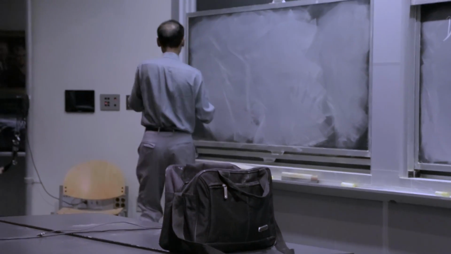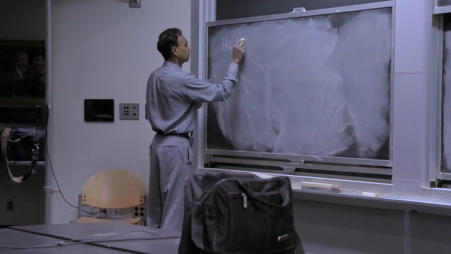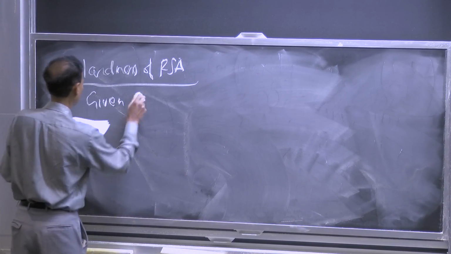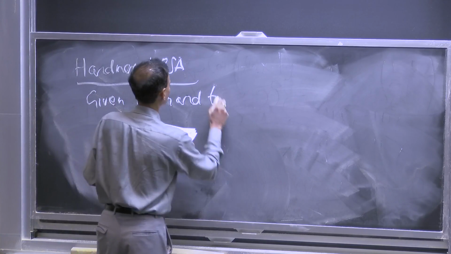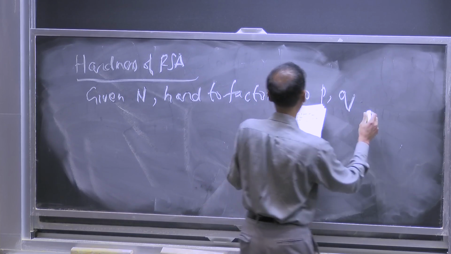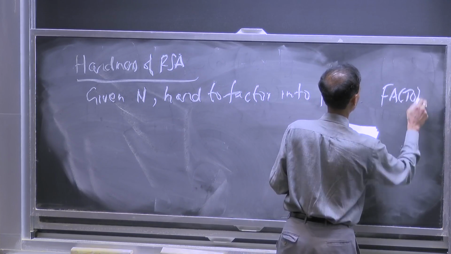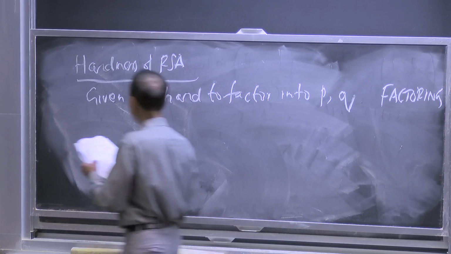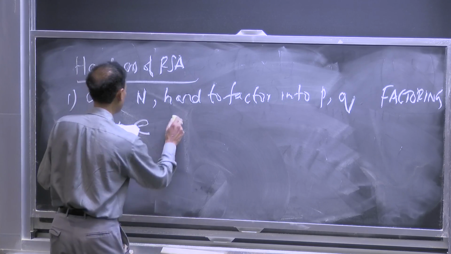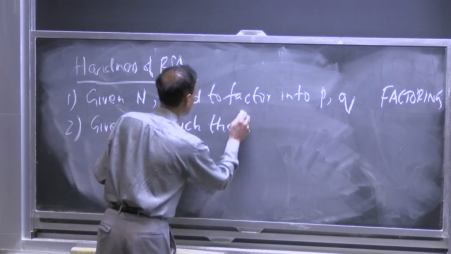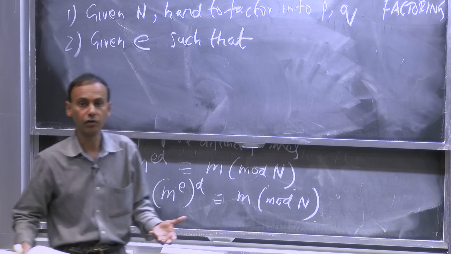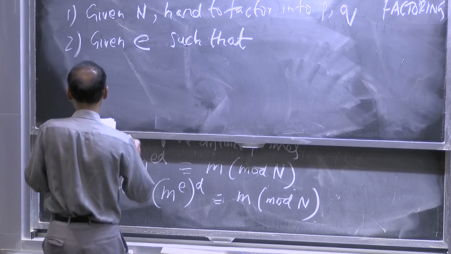And so RSA, the hardness assumptions are: given n, hard to factor into p comma q, and this is factoring. And then one other thing, which is given E, so you're not actually breaking the entire crypto system, but you're breaking the privacy associated with a particular message. Okay? And so you could break the privacy associated with a particular message.